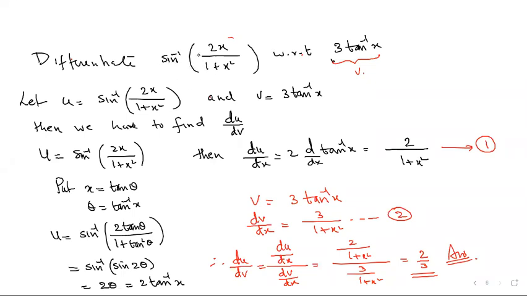So first you took u. So remember, when you want to differentiate something with respect to something, call this u, call this v, and find du by dv. So you took u, differentiated with respect to theta by substitution, simplified, differentiated, and got equation 1. You took v, directly differentiated, then divided and got the answer.